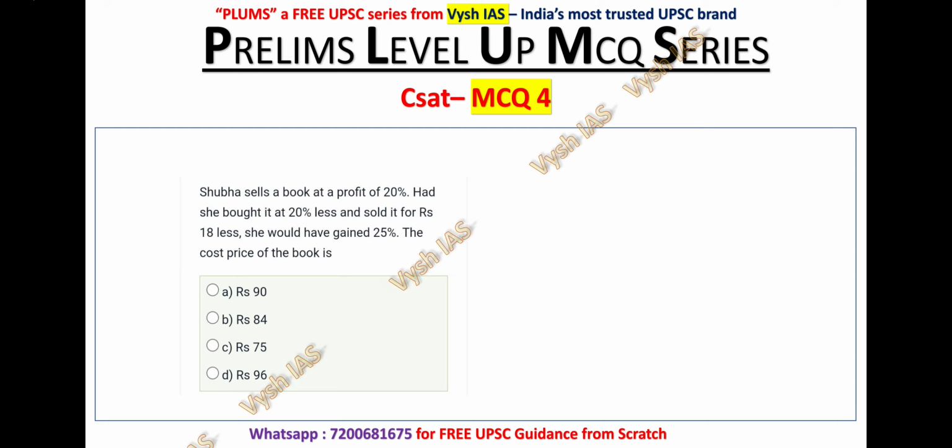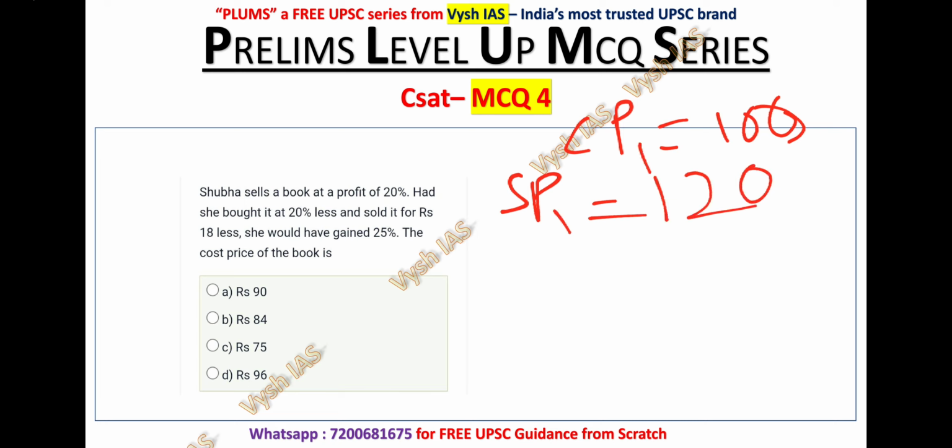Shubha sells a book at a profit of 20%. Had she bought it at 20% less and sold it for rupees 18 less, she would have gained 25%. The cost price of the book? So in this question, Shubha sells a book at a profit of 20%. Let's take the cost price of the book as CP, and let's assume it to be 100. The profit is 20%, so 120 will be the initial price. Let's take it as CP1 and SP1.